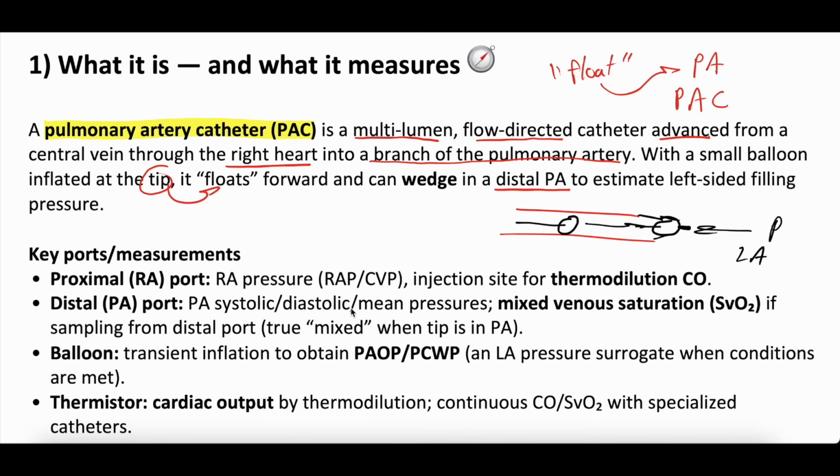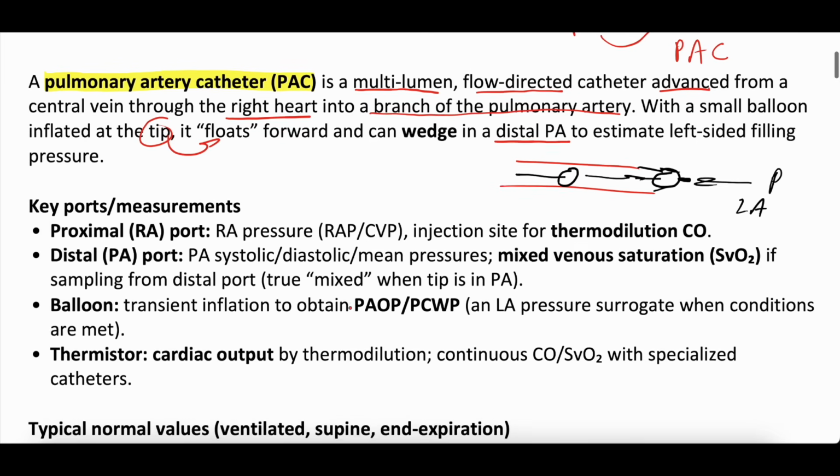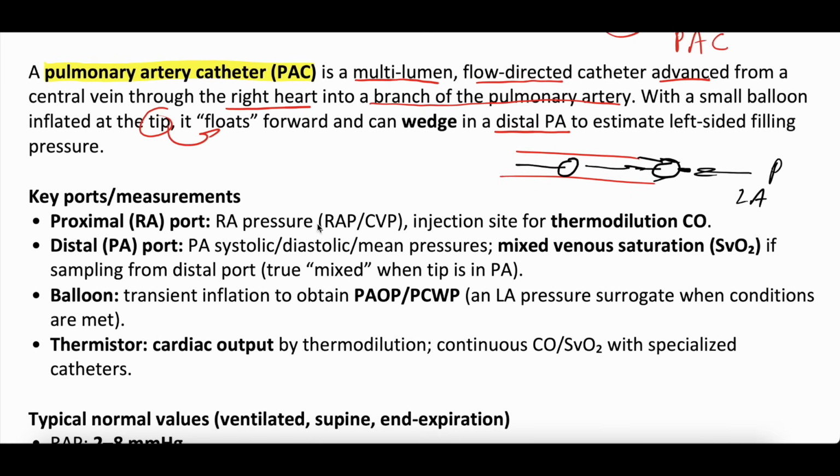So the key ports and things to think about to understand how this catheter works is there's a couple different ports. Okay, one of those ports is the proximal port, and that port sits in the right atrium. And you can transduce pressures off that port to get a right atrial pressure or a central venous pressure.